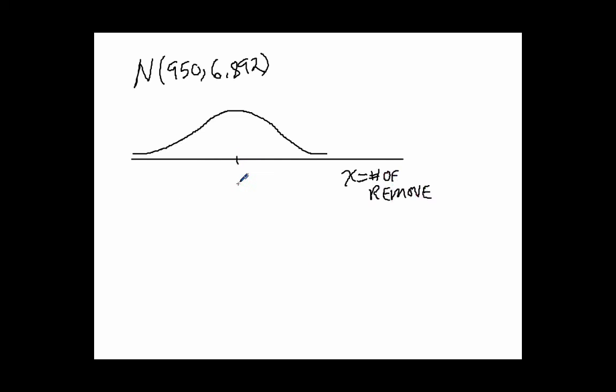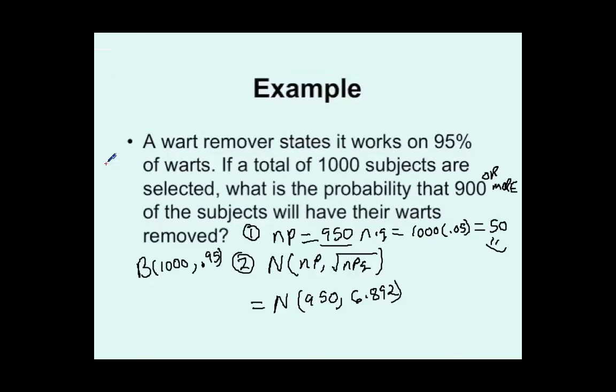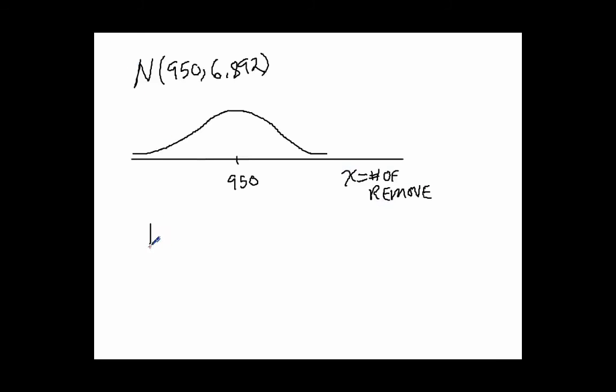We know that the mean here is at 950, okay? Now what did they ask us for? What is the probability that it works on 95% of the warts, or excuse me, 900 or more, that's what we wanted. What is the probability of seeing 900 or more removed, okay? So what's the probability of x being greater than or equal to 900? Well, look, with the standard deviation of roughly about 7, notice that 900 is way down here, isn't it, right? It's even off my line, so let's extend the line over here just a smidge so we've got someplace to mark it. So it's way down here, okay?